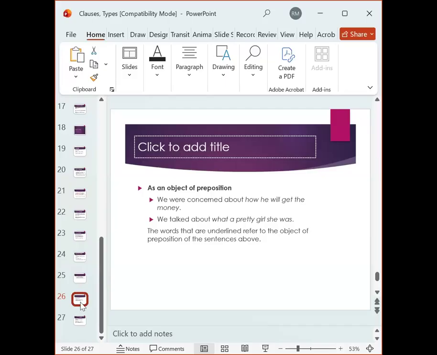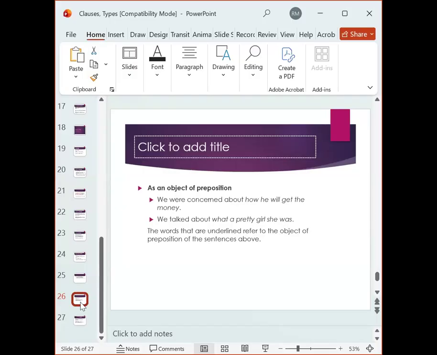So we were concerned about how he will get the money. How he will get the money is the nominal clause, or the noun clause. It's a WH clause. Now it is the object of the preposition about. But if in this sentence I underline about how he will get the money and I ask you what this grammatical unit is, your answer should be prepositional phrase, because remember the rule for prepositional phrases is that they begin with prepositions.